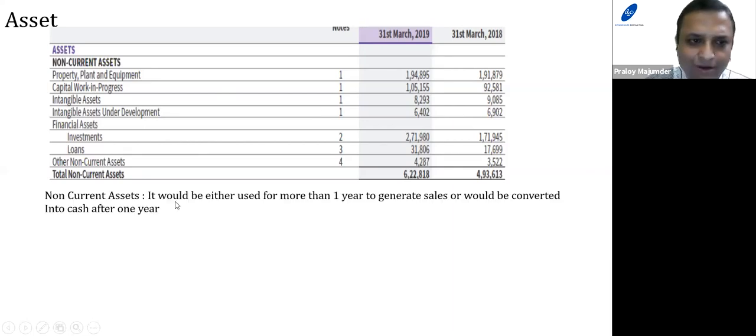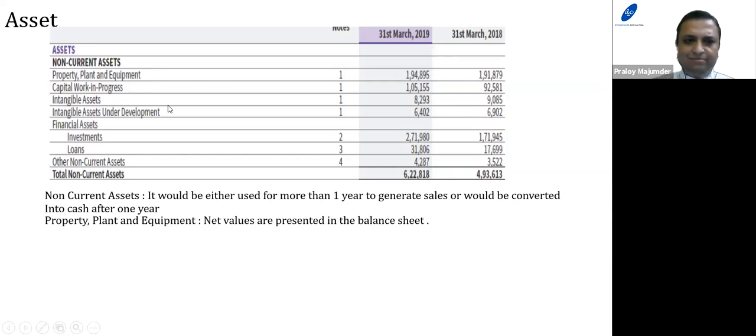What is the meaning of non-current assets? The meaning of non-current assets is that they would either be used for more than 1 year to generate sales, or they would be converted into cash after 1 year. Now, property, plant and equipment and capital work in progress would be used for more than 1 year for generating sales. The investments or loans which are given, the money would be realized after 1 year. That is why they are classified under non-current assets.